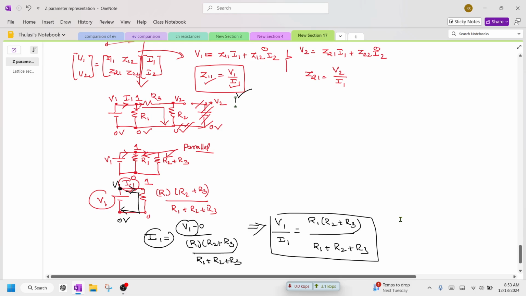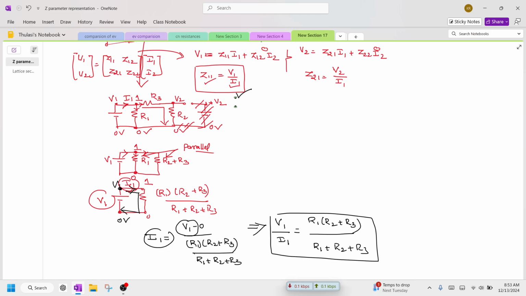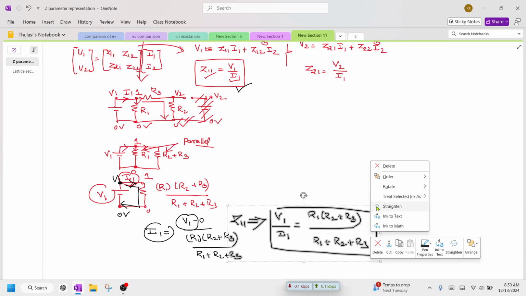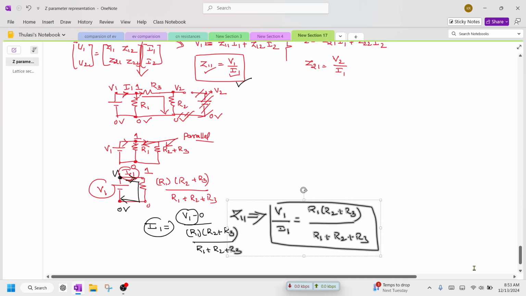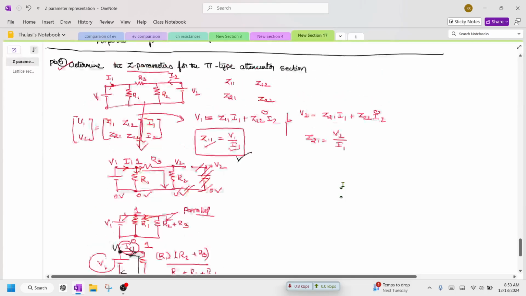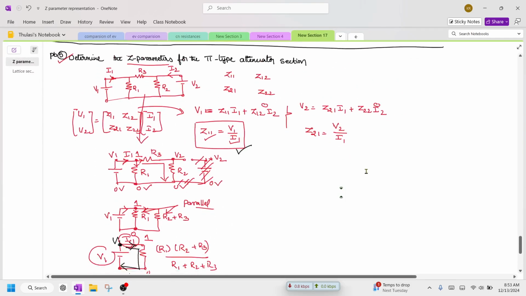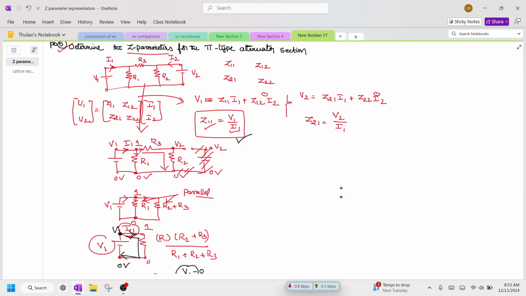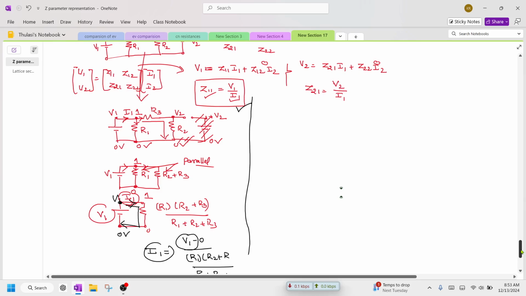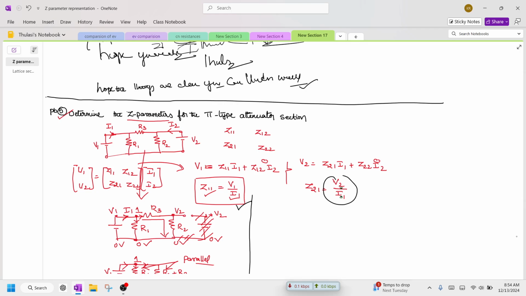So similarly, we need to find out. So now we successfully find out Z11, which is V1 by I1. Okay. So now let's try to find out next term. The next term, let's try to find out V2 by I1. Okay. So how to find out V2 by I1? So half of the part is completed. So now we need to find out V2 by I1, the same circuit.